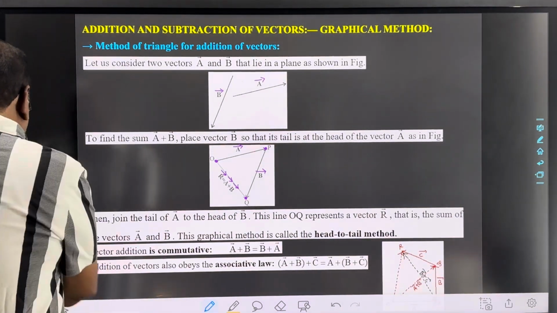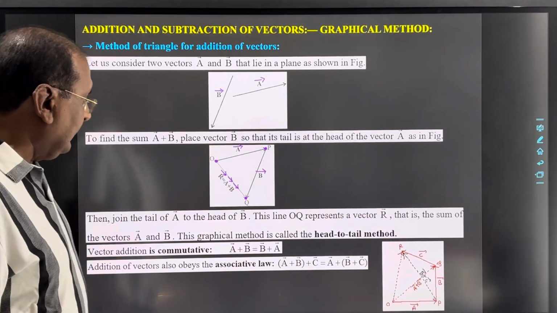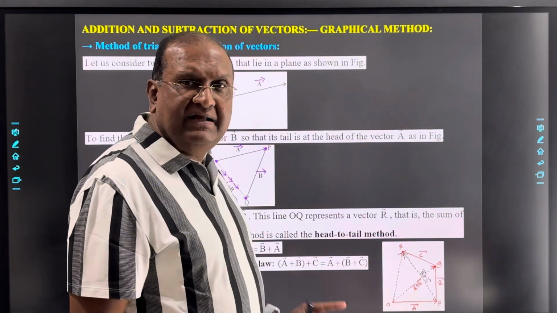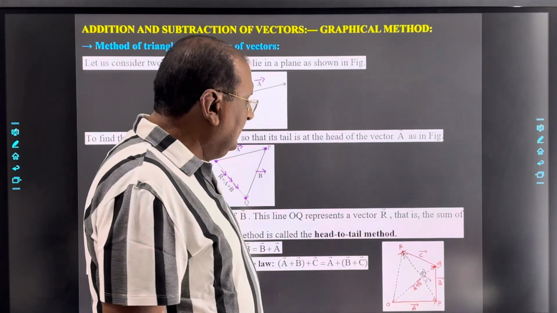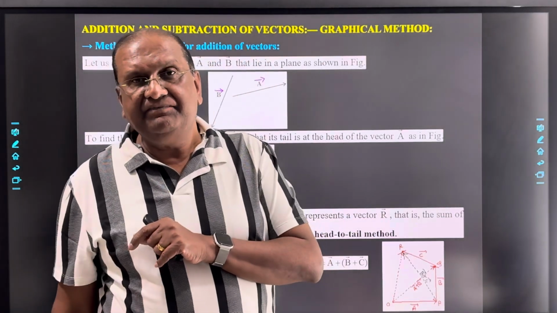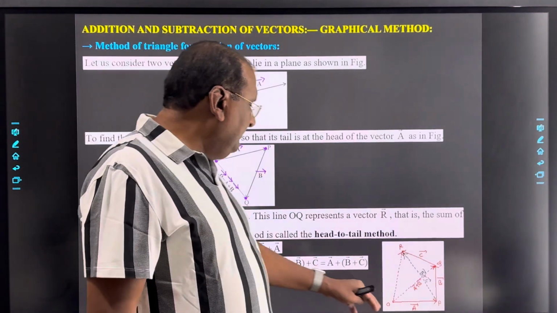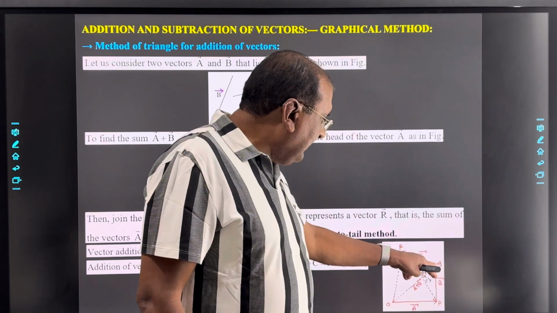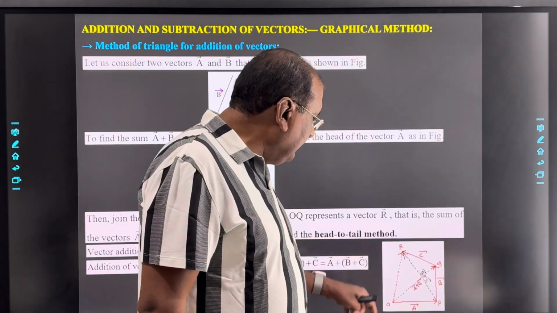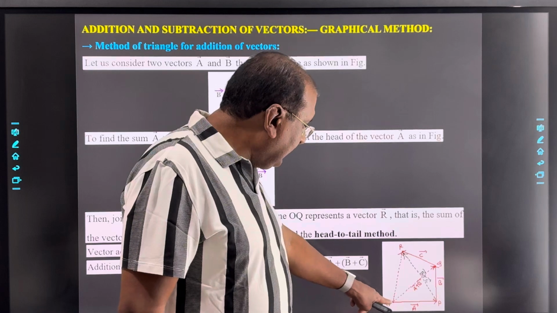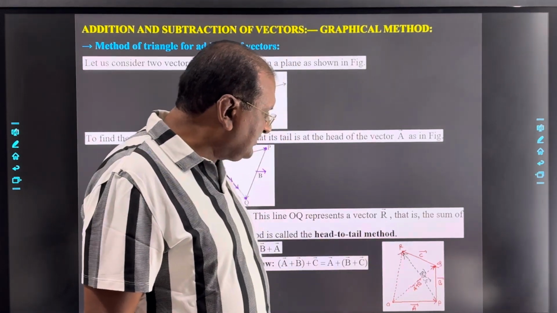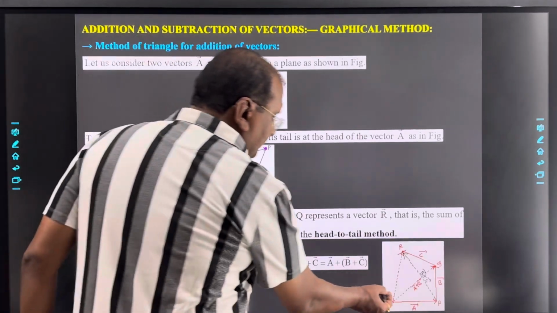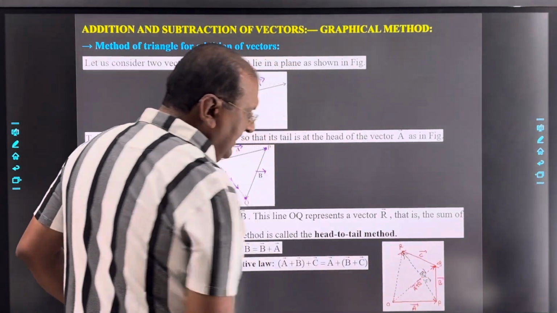associative law. So here see, suppose we have three vectors, vector A, B and C, and we want the summation of these three vectors. Then here first we place vector B at the head of A, then vector C at the head of B, then the vector joining the tail of the first one to the head of the last one will give you the resultant. But here suppose first we take the summation of A and B.